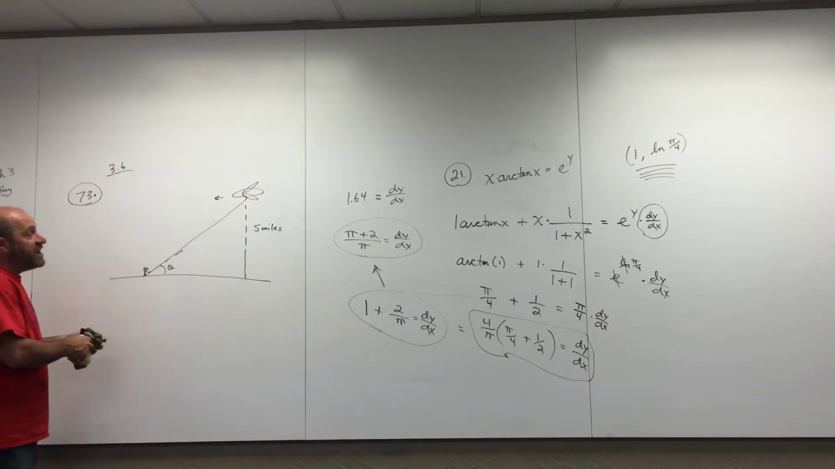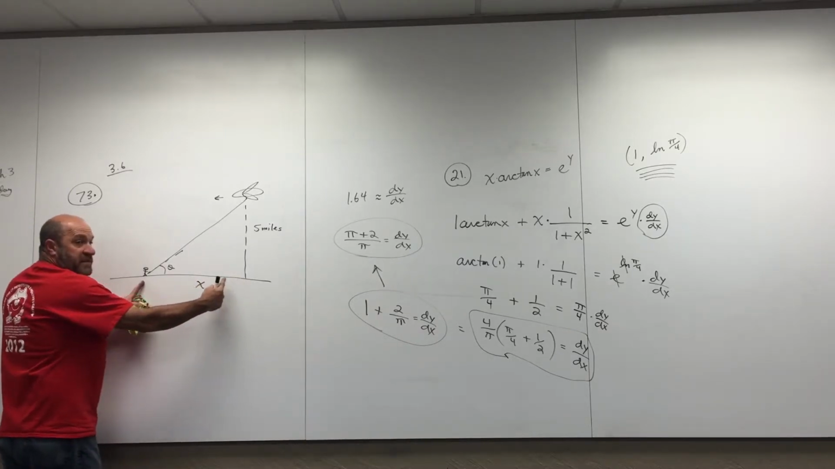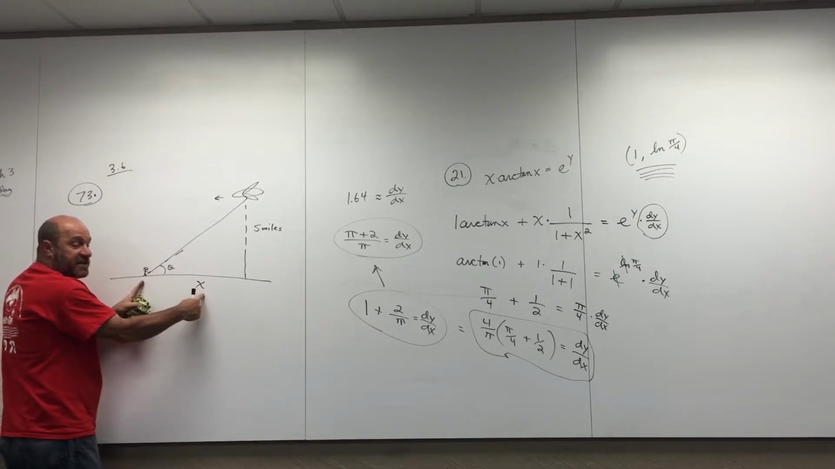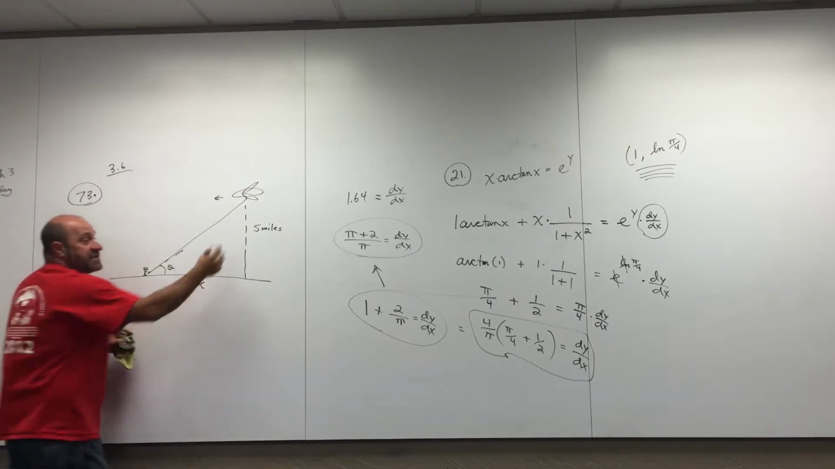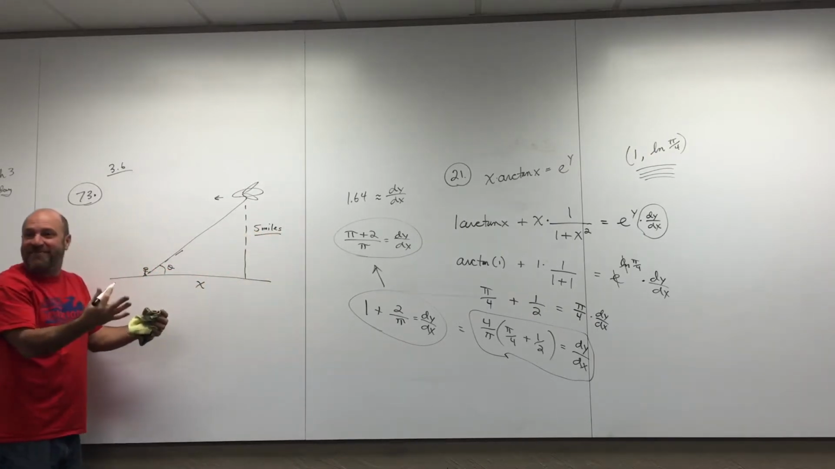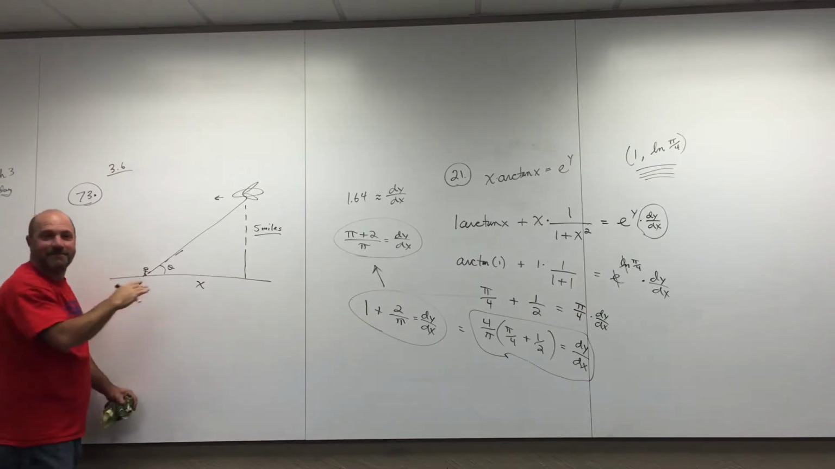So, what is changing in this problem? I think this distance is changing. I think that the airplane's coming towards me. I think this distance is changing. I think this angle is changing in this problem. Do you agree? What's not changing is the 5 miles. It's just 5 miles. The airplane's not changing height. Thank goodness.